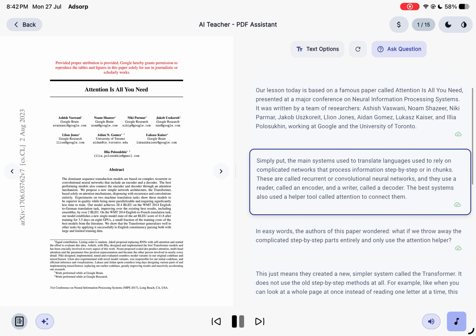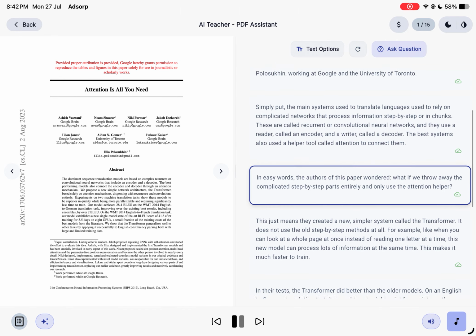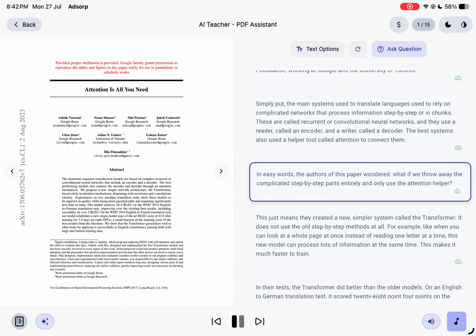Simply put, the main systems used to translate languages used to rely on complicated networks that process information step by step or in chunks. These are called recurrent or convolutional neural networks, and they use a reader, called an encoder, and a writer, called a decoder. The best systems also used a helper tool called Attention to connect them. In easy words, the authors of this paper wondered, what if we throw away the complicated step-by-step parts entirely and only use the attention helper?